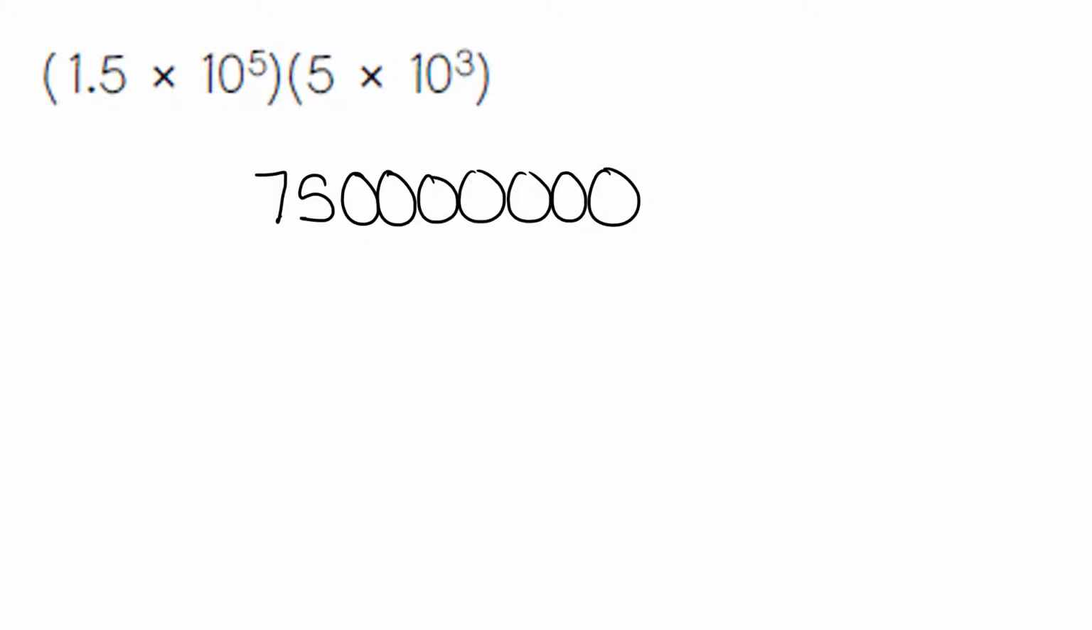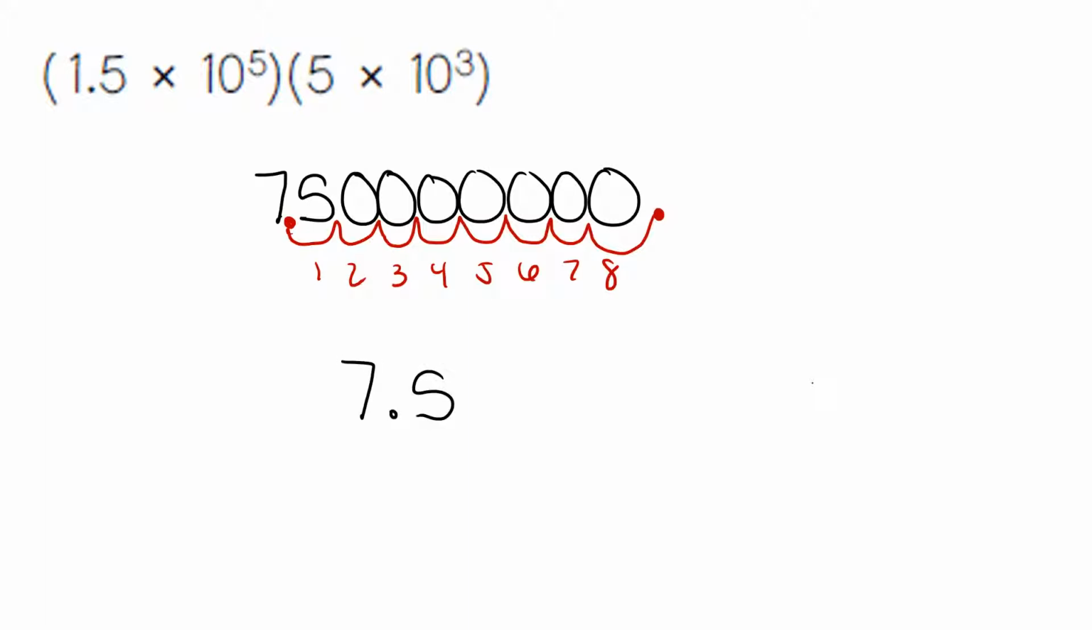When we want to actually write the final answer, our decimal point is here at the very end. We want to move it till it is behind the first number. And so we have to move 1, 2, 3, 4, 5, 6, 7, 8 times. When we write the final answer, we write it as 7.5. We do not write the zeros. Times 10 to the 8th power.